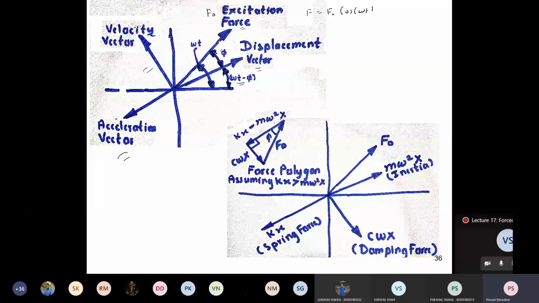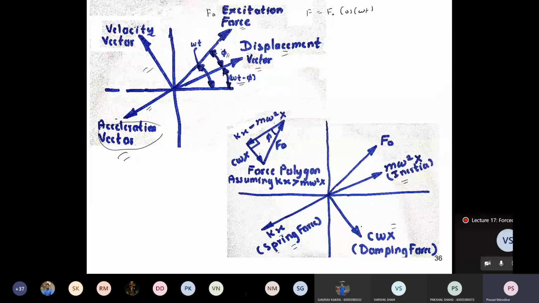See the displacement, it is always lagging the excitation force by phi in this case. Now we have these three forces: the inertia force, the spring force, and the damping force. Inertia force opposes the acceleration, so the vector is constructed in the opposite direction of the acceleration vector. The spring force opposes the displacement vector, so again it is constructed opposite to the direction of the displacement vector.